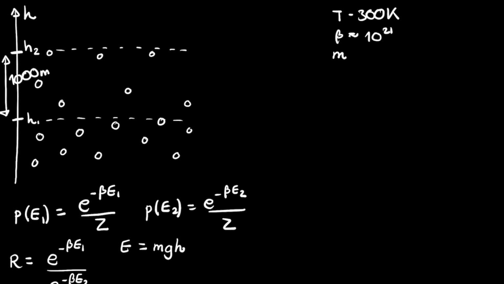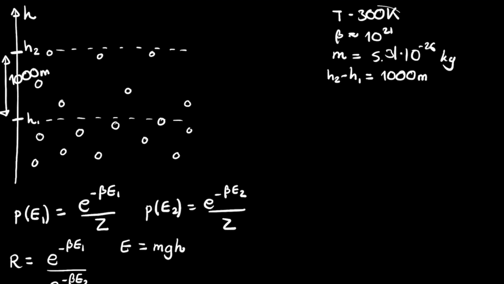The mass, well, what's the mass of one individual particle? Well, that's going to equal the molar mass of O2 divided by the number of molecules. Well, that's going to be simply 5.31 times 10 to the minus 26. That is the mass of one O2 molecule. So that's the mass, and we know that h2 minus h1, well, we didn't know what h2 and h1 were, but we actually do know the difference, so therefore we can simply substitute in h2 minus h1 is equal to 1000 meters.